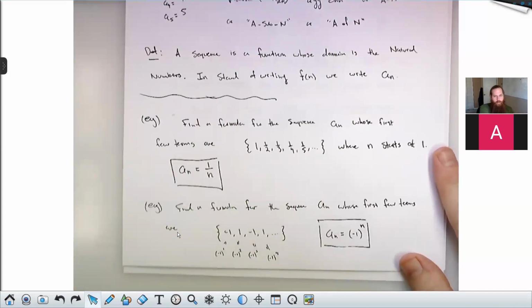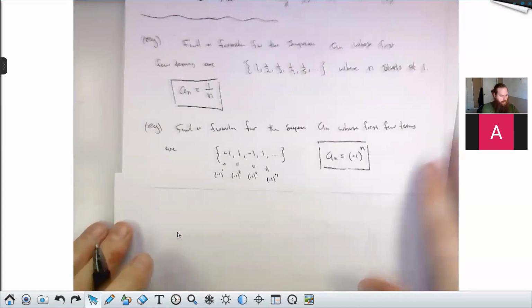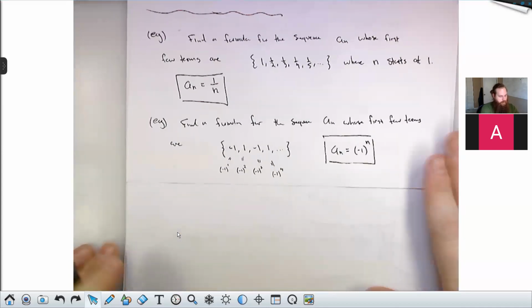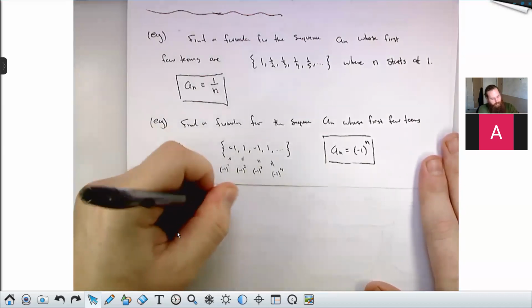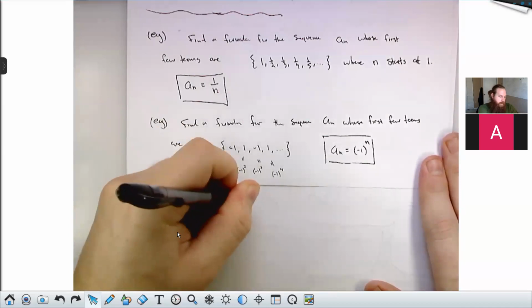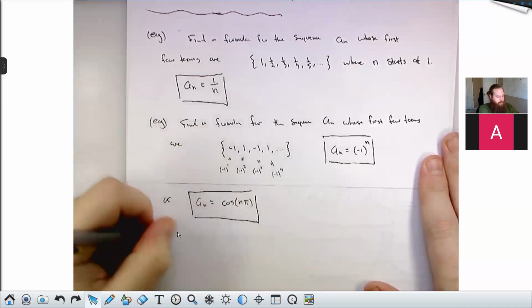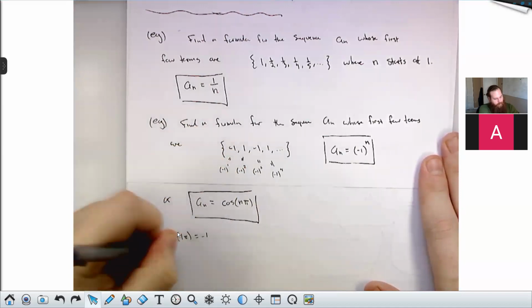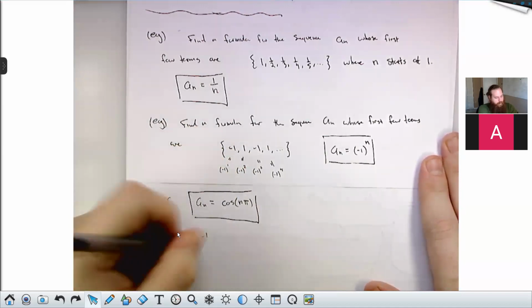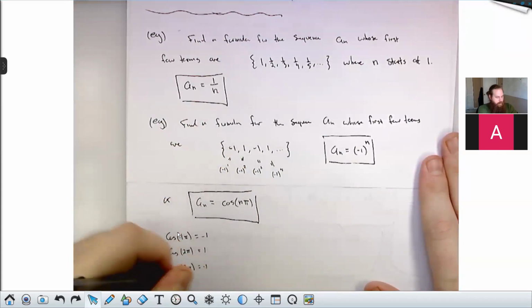So the most natural way to do this is as -1 to the n, but you are correct in thinking that this could be done with trig functions as well. The easiest way to do it with trig functions is as the cosine of n pi. Because cos of 1 pi is -1, cos of 2 pi is +1, cos of 3 pi is -1, and so on.